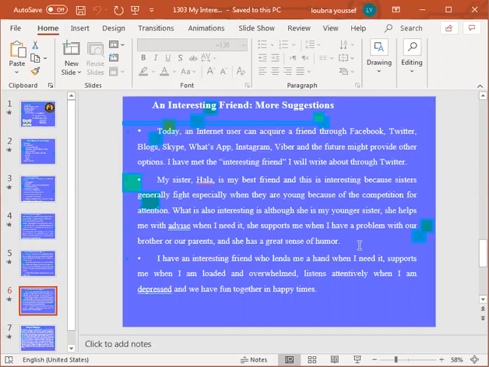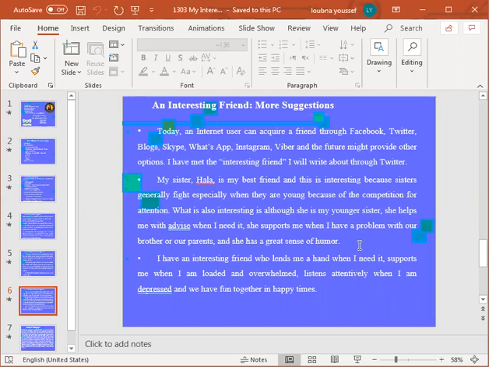My sister Hela is my best friend. And this is interesting because sisters generally fight, especially when they are young, because of the competition for attention. So this writer introduces an unusual, interesting friend, one's sister. And the point made here is that sisters fight because they have competition over the attention of their parents.